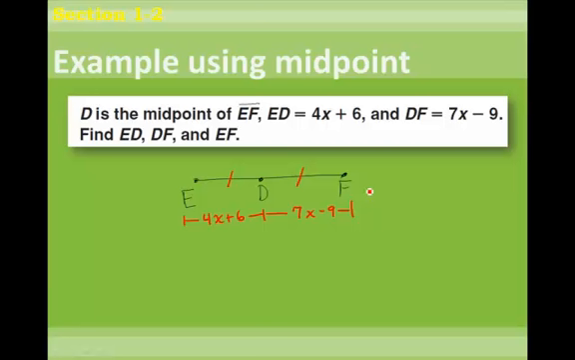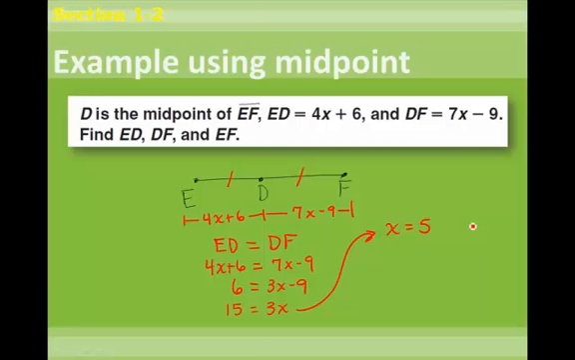Now the definition of a midpoint says that it breaks the segment into two congruent parts. So if that's the case, that means that the length of ED has to be equal to the length of DF. Using that, we could substitute in: ED is 4x plus 6, DF is 7x minus 9. We can subtract 4x from both sides and get 6 equals 3x minus 9. Add 9 to both sides and we get 15 equals 3x, and that gives us that x is equal to 5. Again, we haven't answered the question because it didn't ask for the value of x.